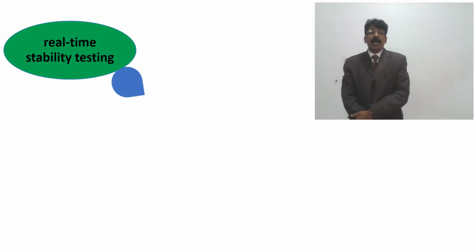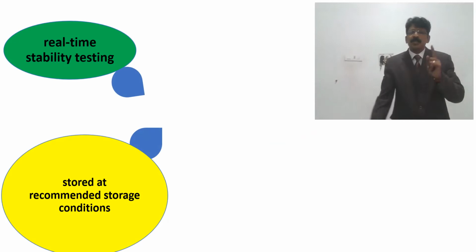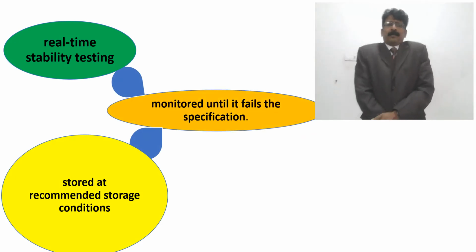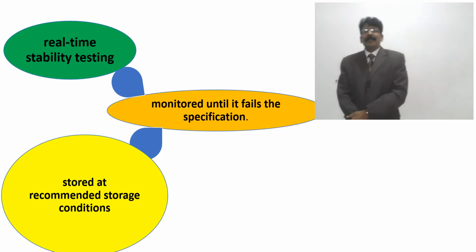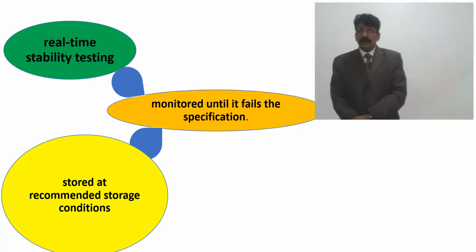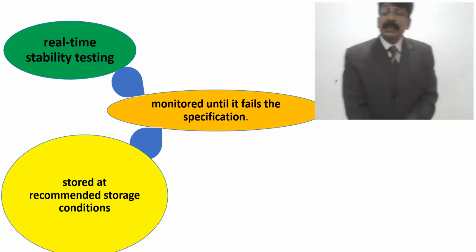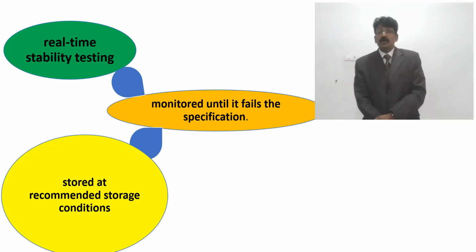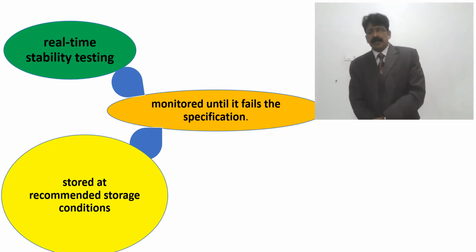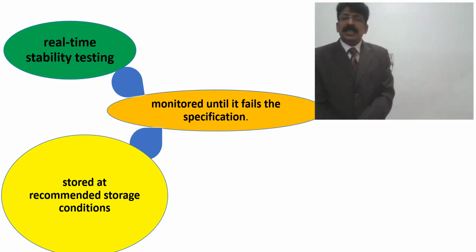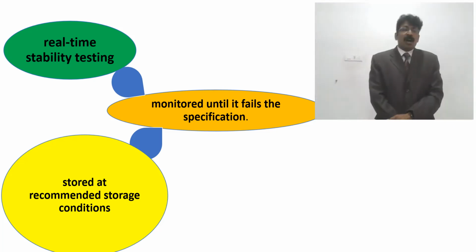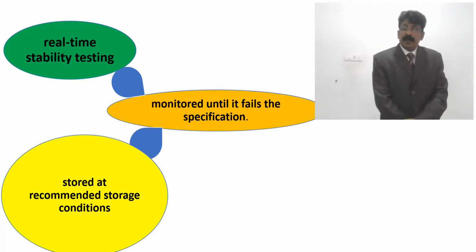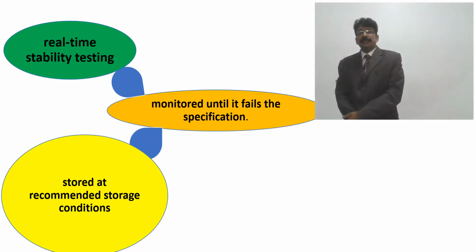Real-time stability testing: stored at recommended conditions, which are already given in the label, and monitored until it fails the specification. We are just finding out what time it gets deteriorated, what time it is away from the specification. Then we can tell whether our time is right or wrong. If you have given 2 years and it deteriorates only after 2 years, then your problem is solved. If it is below that, you have to change it and repeat the test.